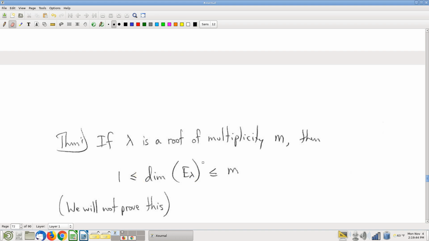So this little theorem here says two things. It says that for any eigenvalue, so if lambda is an eigenvalue, you will always have at least one eigenvector. That's the first half of this statement. That's easy to prove. I'm going to leave that as an exercise for you all to think through. Think about how you'd go about doing that.